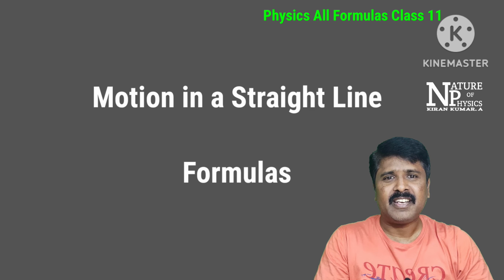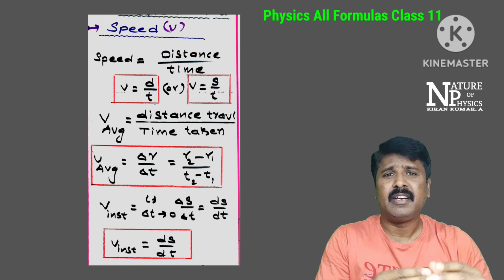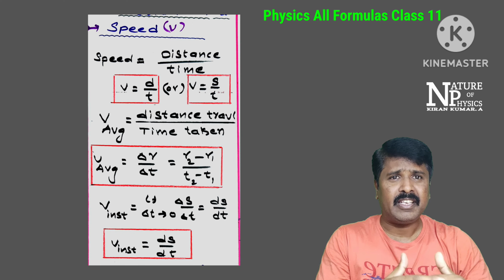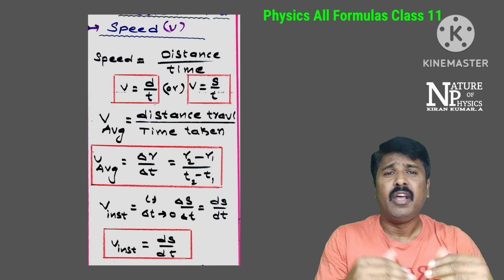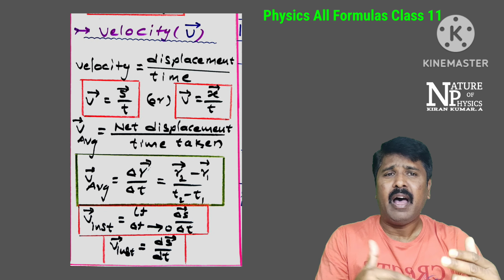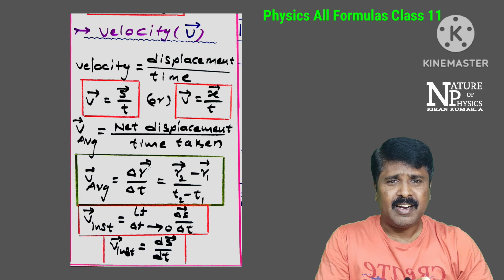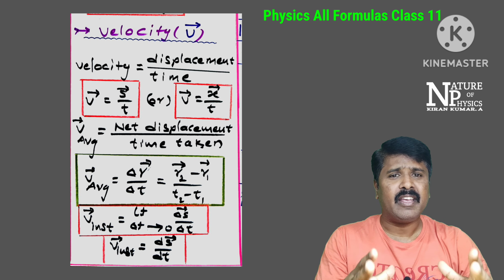In motion in a straight line, first speed, that is average speed, next instantaneous speed formulas I gave you, and in continuation, the velocity formula, average velocity and instantaneous velocity I clearly gave you.